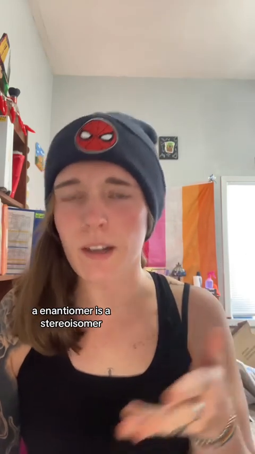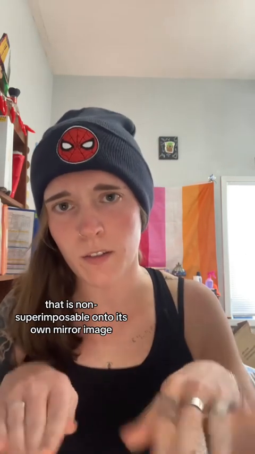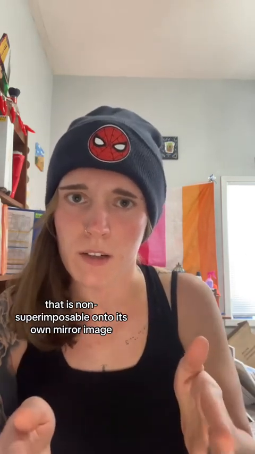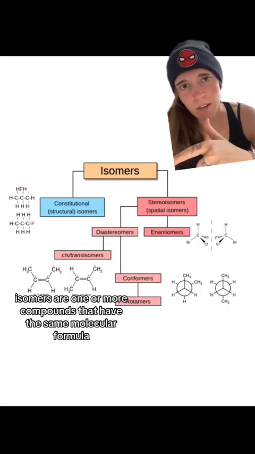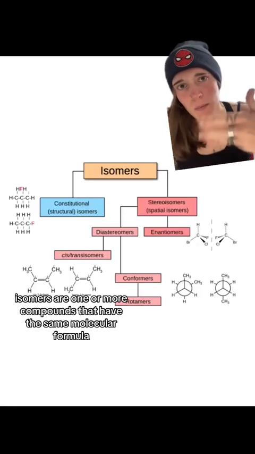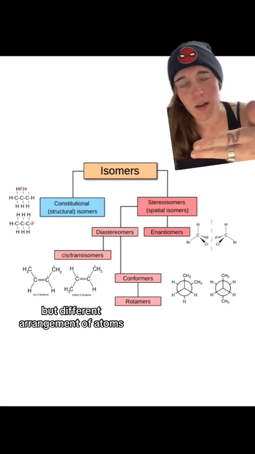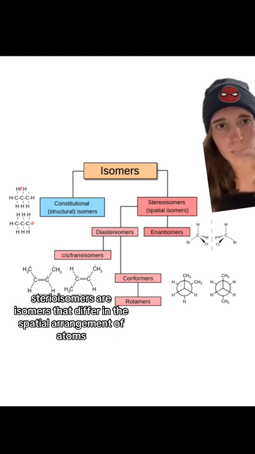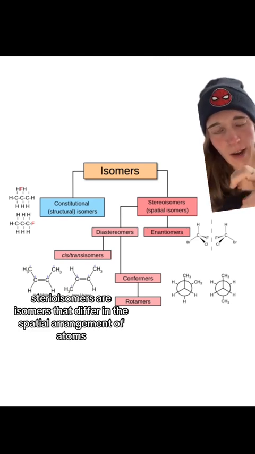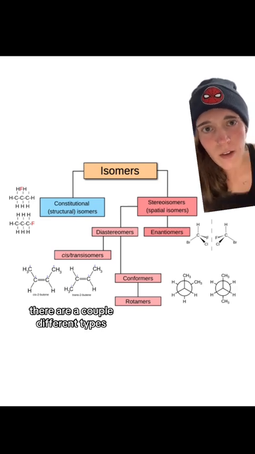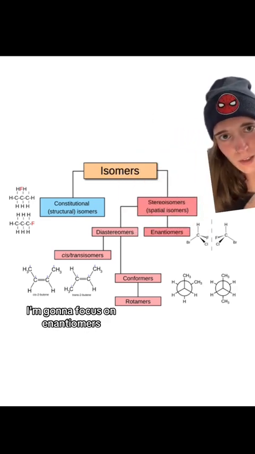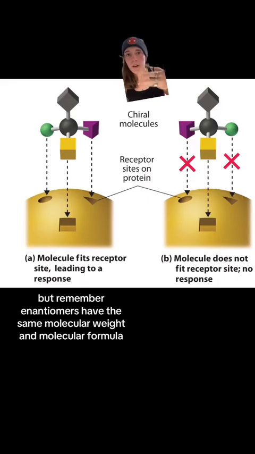An enantiomer is a stereoisomer that is non-superimposable onto its own mirror image. I'm gonna explain this the best I can. Isomers are one or more compounds that have the same molecular formula but different arrangement of atoms. Stereoisomers are isomers that differ in the spatial arrangement of atoms but not atom connectivity. There are a couple different types, but I'm gonna focus on enantiomers. I really like this picture, but remember, enantiomers have the same molecular weight and molecular formula.